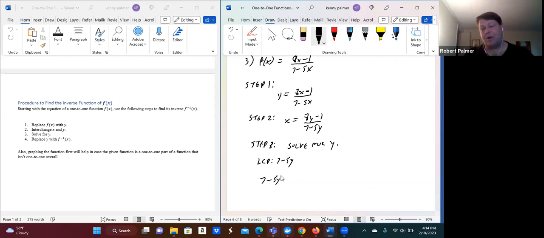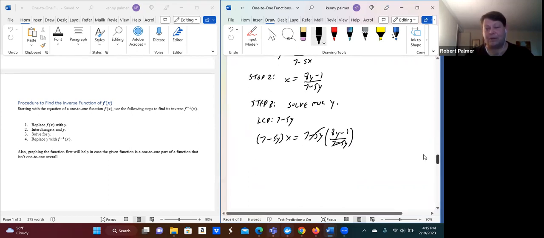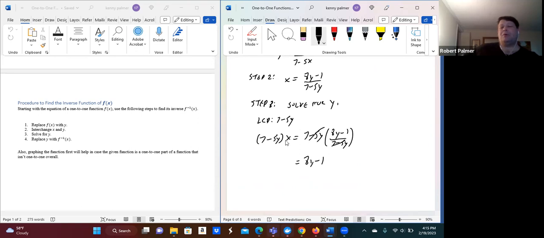So I have 7 minus 5y times x is equal to 7 minus 5y times the right side, 7x minus 5y. You see the reason we do that: this cancels this out, and we're left without denominators. Now over here, obviously we have 8y minus 1. And the question is maybe what do we do over here? Eventually I want to get y by itself, but y is inside this. So the best thing to do is distribute x times each one of those. And so that's going to be 7x minus 5xy.